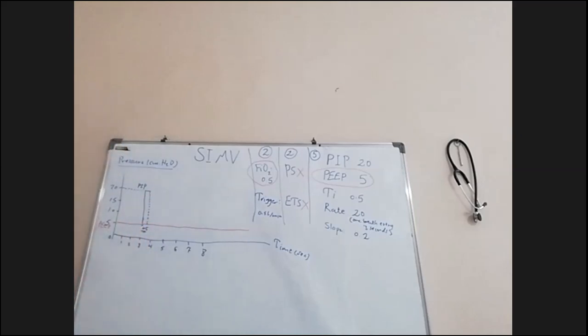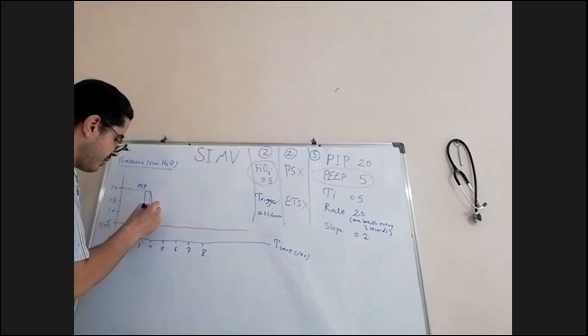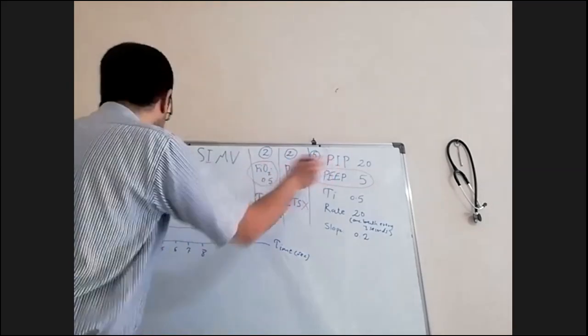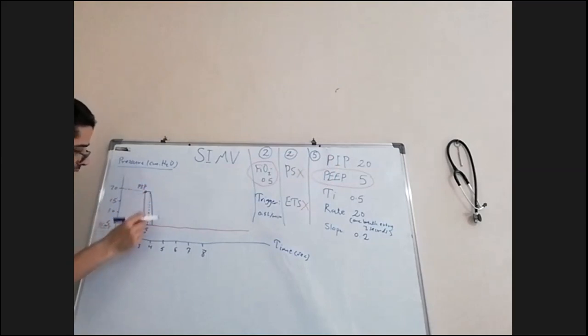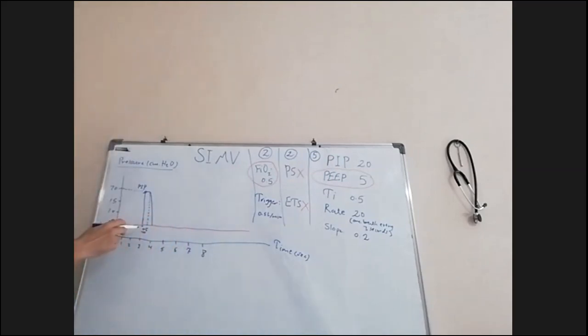After 0.5 seconds, the patient will expire. So the peak respiratory pressure is the top here. The TI is the time when the patient takes the inspiration. The rate, like we said, is controlled breathing that will come every 3 seconds.